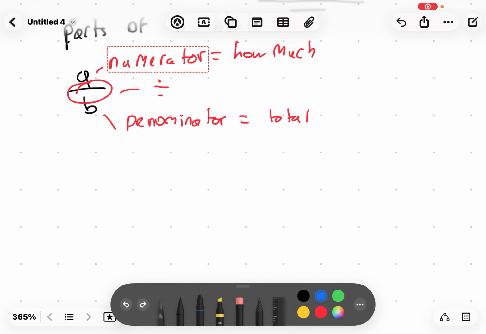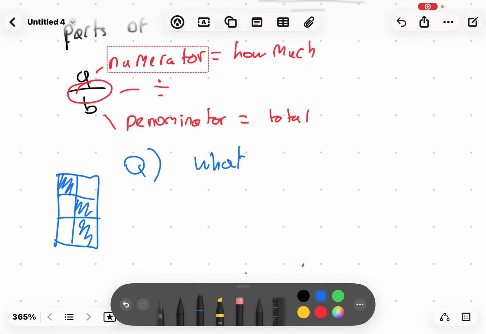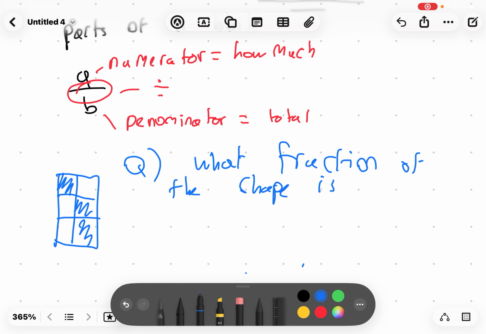So let's say an example of what I mean by this. We have this type of shape, and I shade this, and this one, and this one. A question for you is, what fraction of the shape is shaded? So you're like, well, 1, 2, 3. So what do I put, 3? No. Or you might think 1, 2, 3 are not shaded, so it's 3 of the 3.